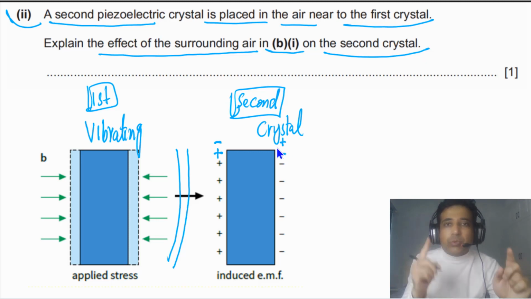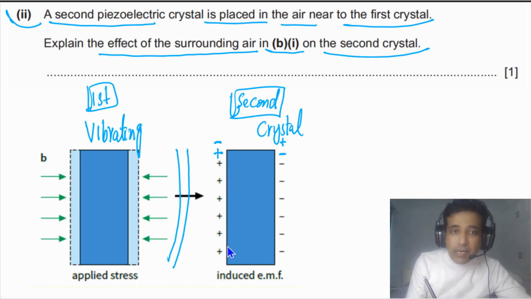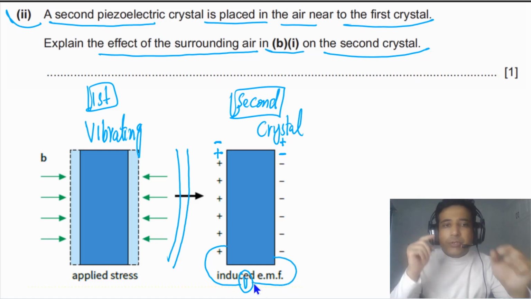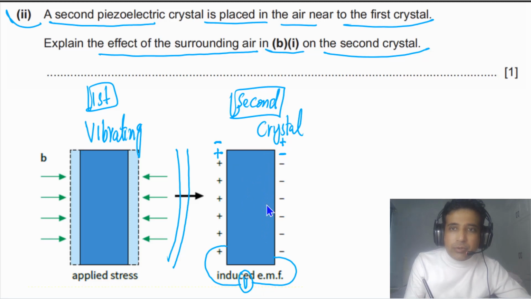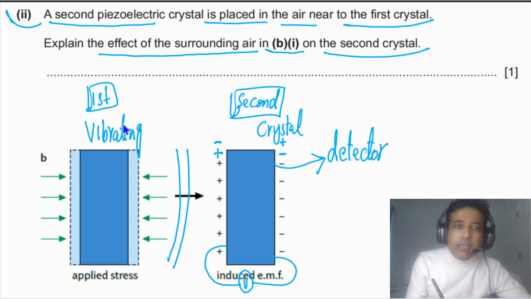So in this case, there will be alternating voltage across this second crystal. If we connect our voltmeter here, we will see alternating voltage on this voltmeter. Simply this vibrating air will induce EMF across this piezoelectric crystal, the second one. In this case, this one is acting like a detector.